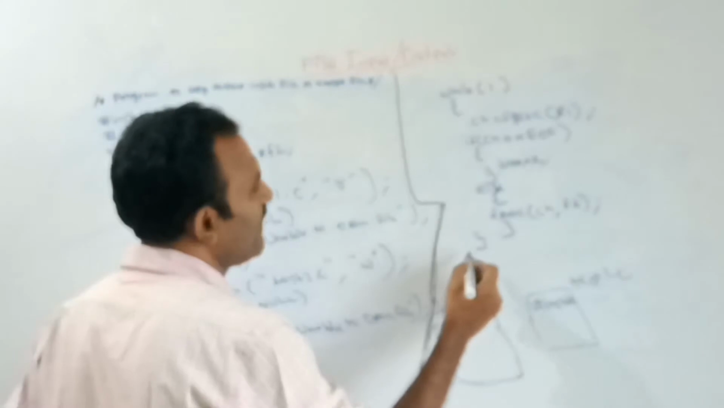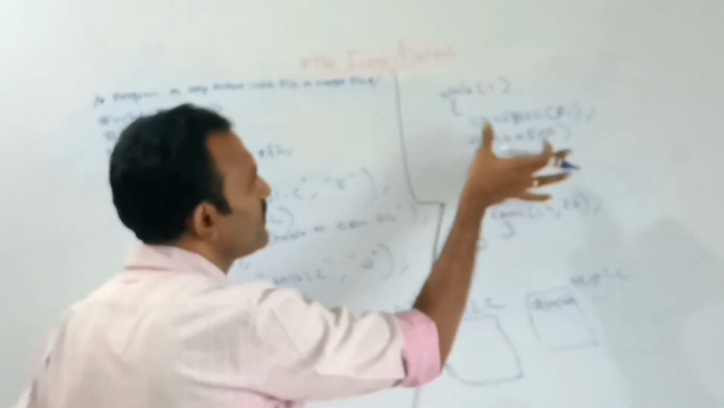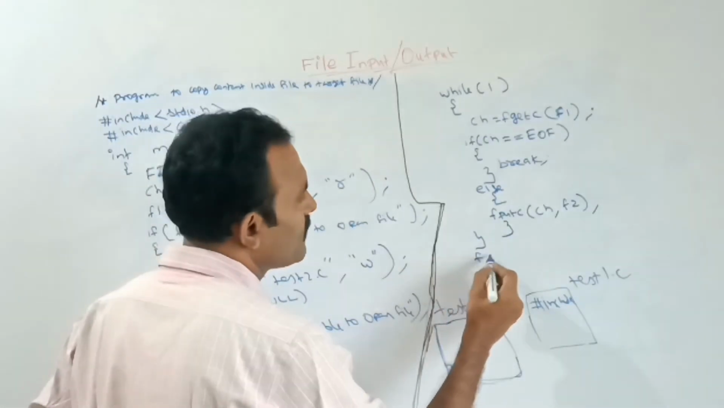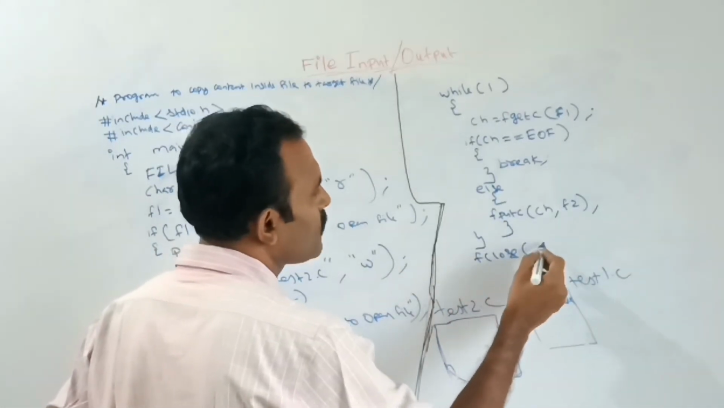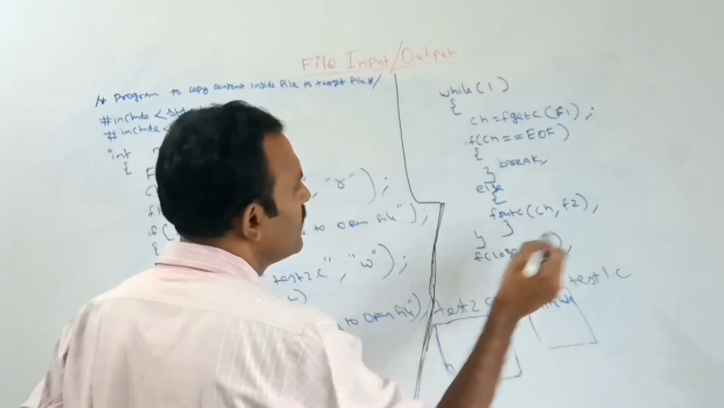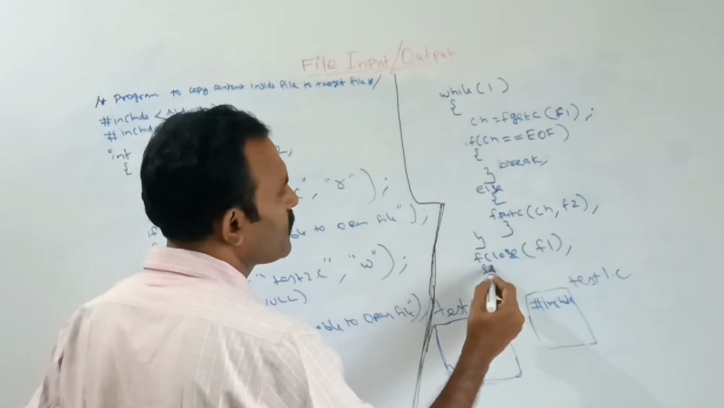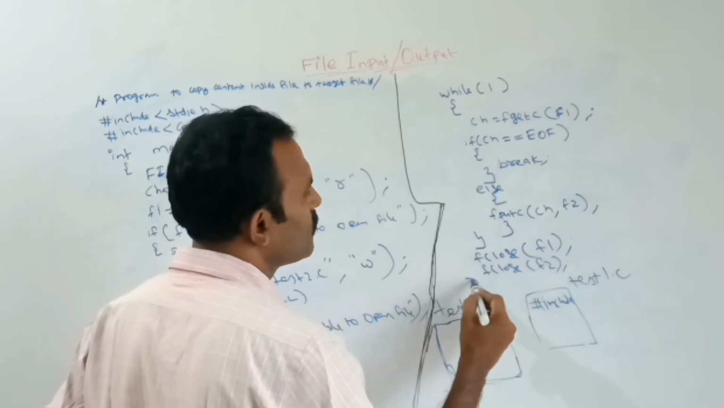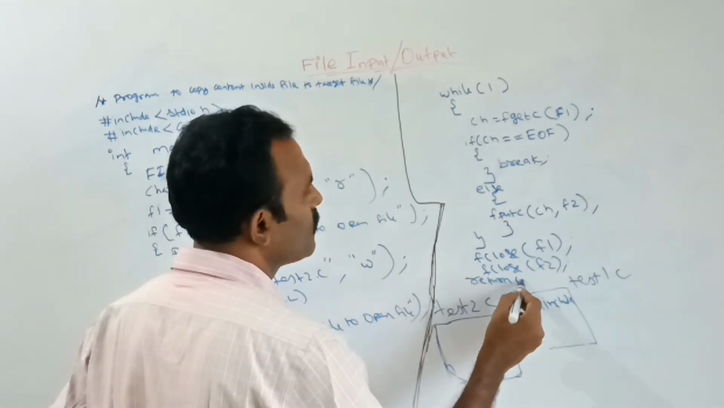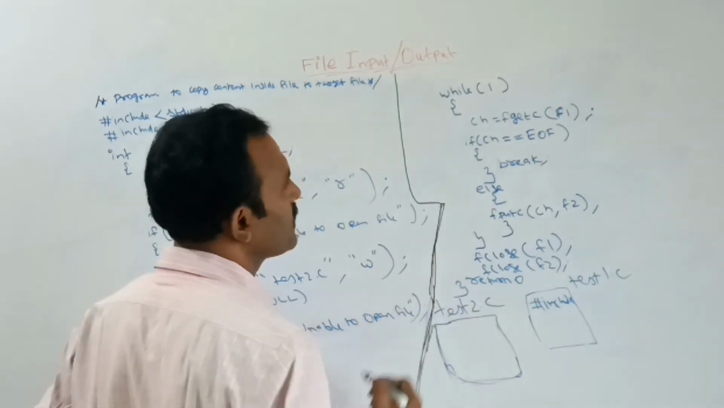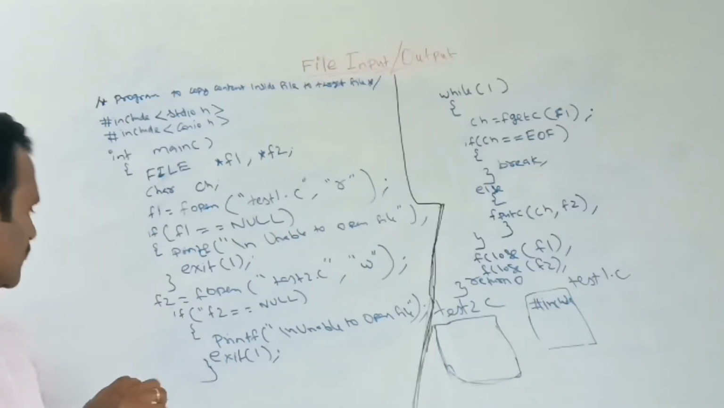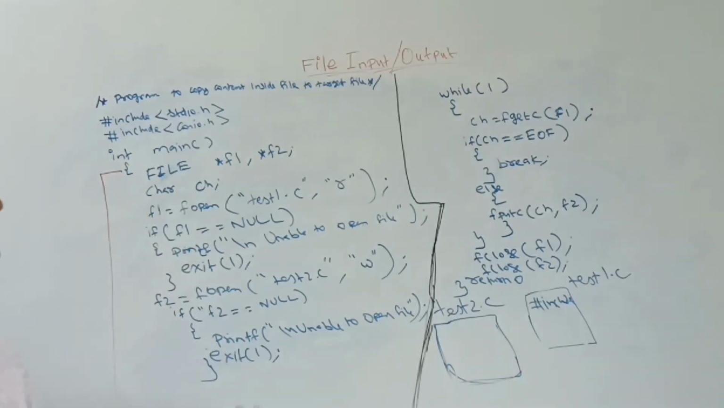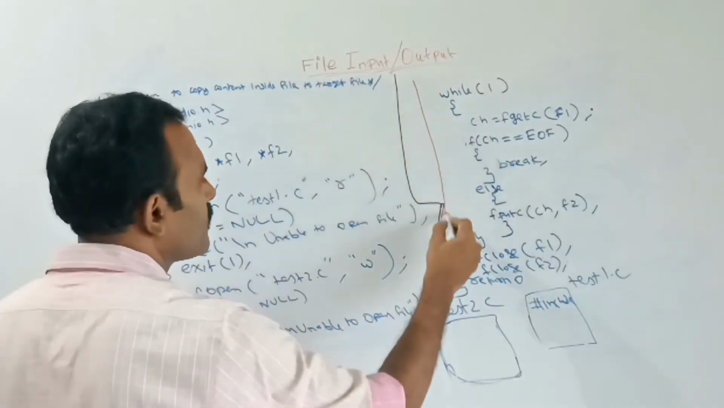After closing this while loop, I need to close the files. Which file? Here f1. So fclose, I am closing f1. Next fclose, I am closing f2. Return 0. Next closing the main brace, so this main open brace I am closing here.